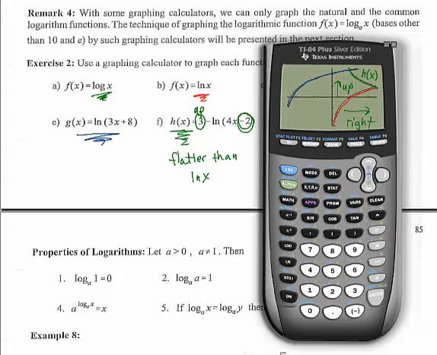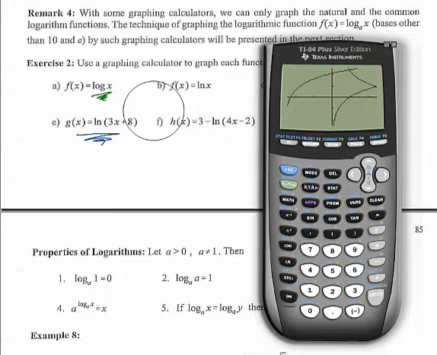Okay. So this was just to really get an idea of the different things that can happen to the log functions and what their graphs look like and how to graph them on your calculator. Really nothing new here.